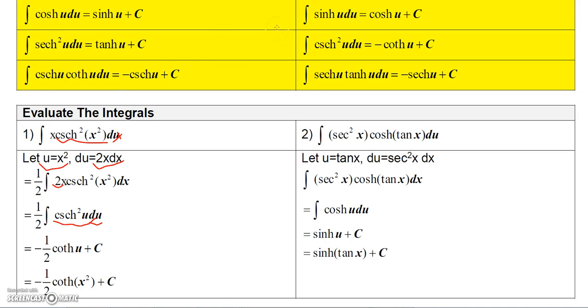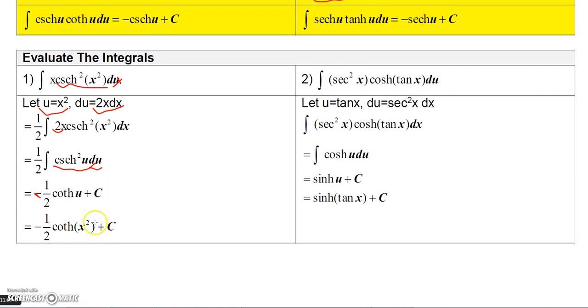And if you go back up here and look, here you see the formula for hyperbolic cosine squared of u. That would be minus the hyperbolic cotangent of u. So we would have a minus, and then we have the 1/2 because we had to put the half there to manipulate it. Hyperbolic cotangent of u plus a constant. And then the last step, go ahead and replace u with the substitution that we used, x squared. So we get minus 1/2 times the hyperbolic cotangent of x squared plus c.